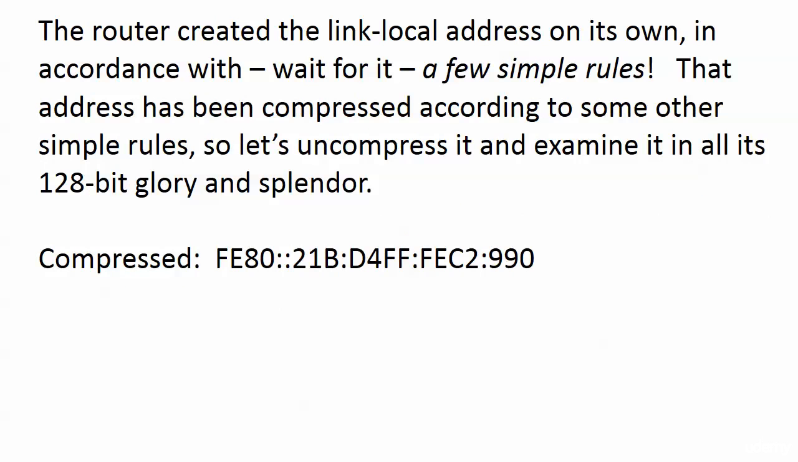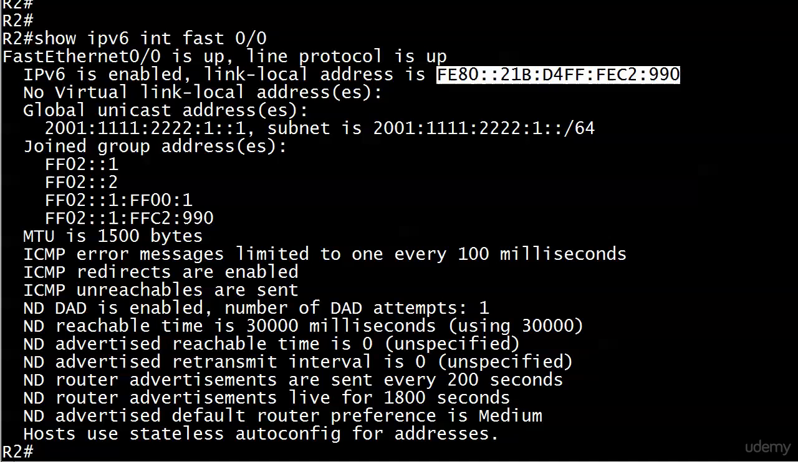Now the router created the link local address on its own. You and I didn't do that, and it does so in accordance with a few simple rules. And we're going to see those in action, and that address has been compressed, the one that we saw on the router, along with a few other simple rules. We know those: zero compression, leading zero compression. But we also need to know how to uncompress an address. And we did a little of that, but let's do some more here.